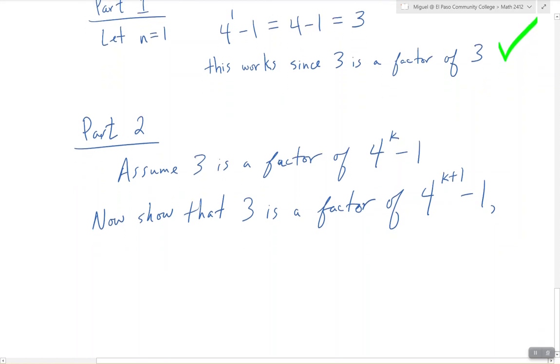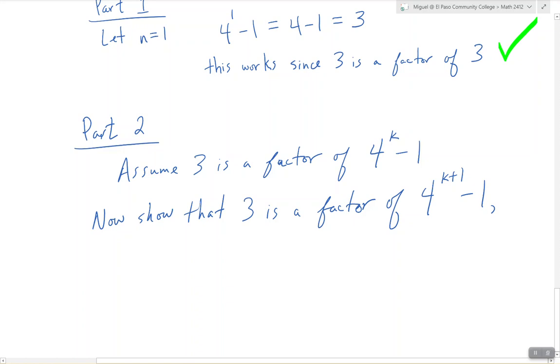Okay. Now here, basically, we're going to sort of manipulate that expression and try to show in some way that it is divisible by 3. Where to start? So we want to try to write this in a more factorable way. And also we're going to try to squeeze a 3 out of this expression, a factor of 3.